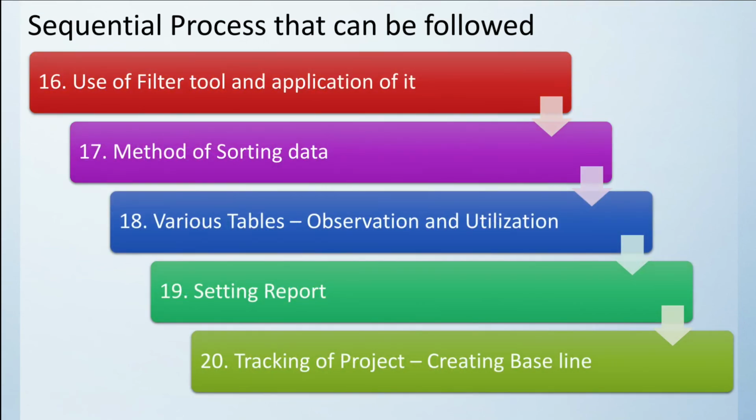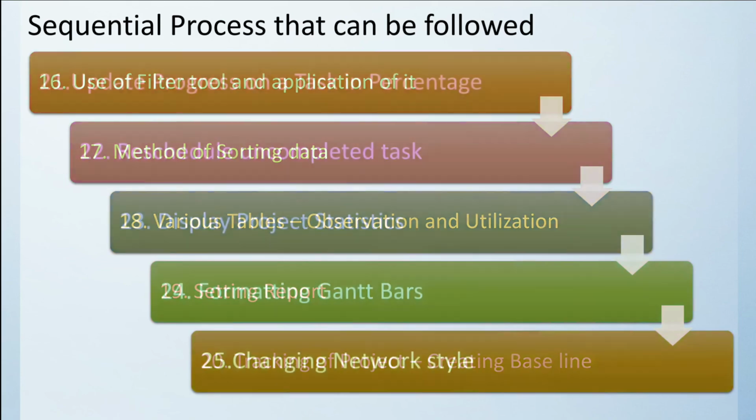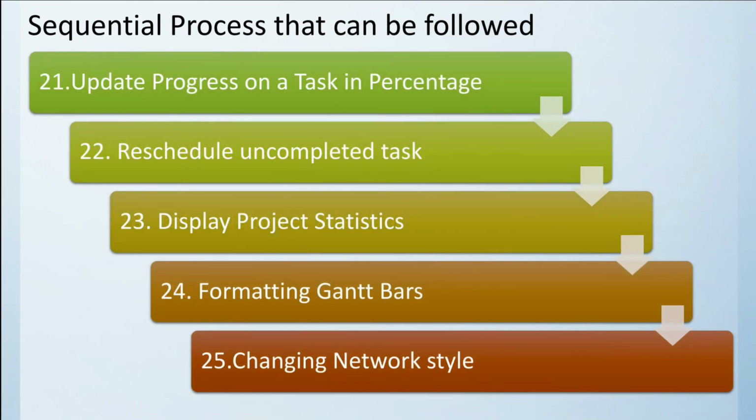We will use the various tools given in it: how to use the filter for finding out the critical path, how to sort the data, various tables, how to set the report, and how you can track your project with the actual execution of work. Once you track the actual progress of the project, you can update your project in this Microsoft Project Planner. You can reschedule the incomplete task. We will learn all these steps one by one in the further lectures.